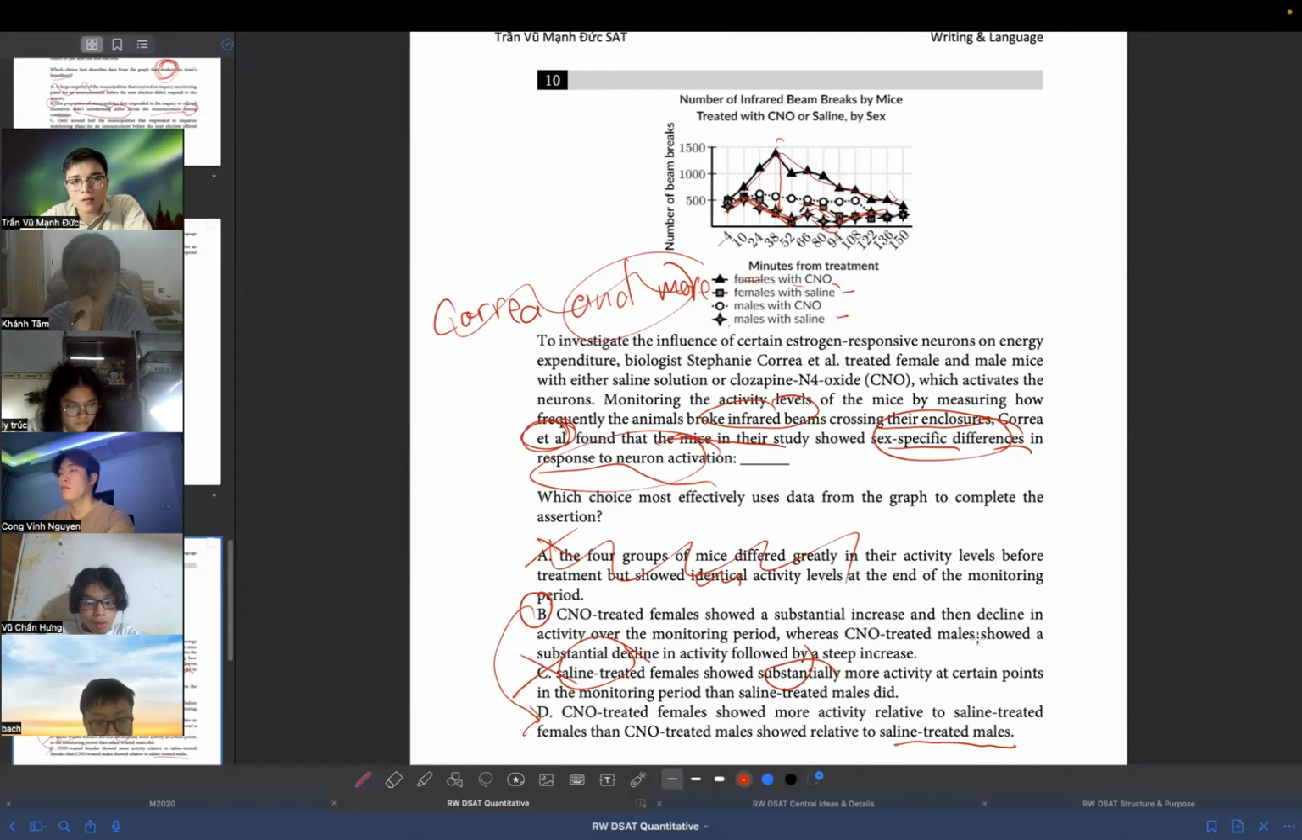CNO treated males show decline with a steep increase. Oh, CNO. This is not steep at all. This one is wrong because for CNO treated males, it is not a substantial decline and also not a steep increase. So this one is saying that the males graph, which is the circle one, has to look like this. Substantial decline has to look like this. And then a steep increase has to look like this.